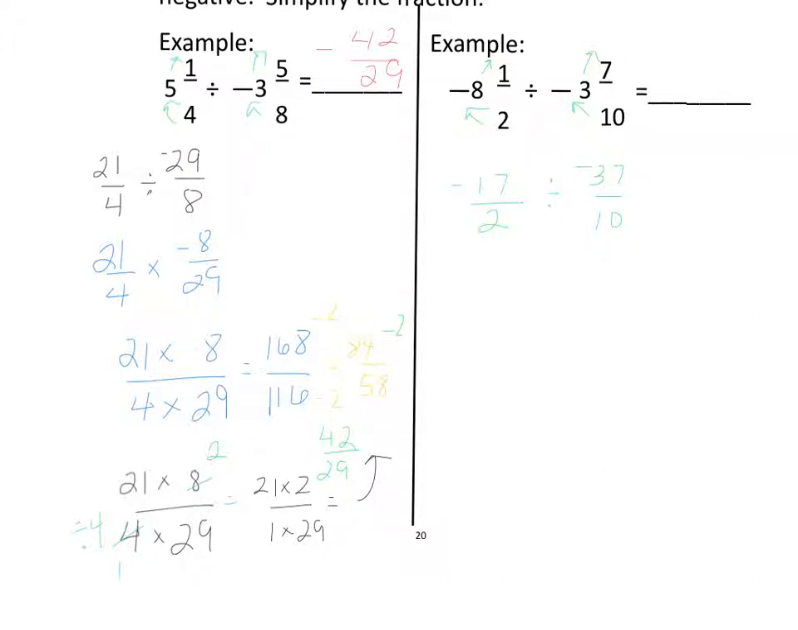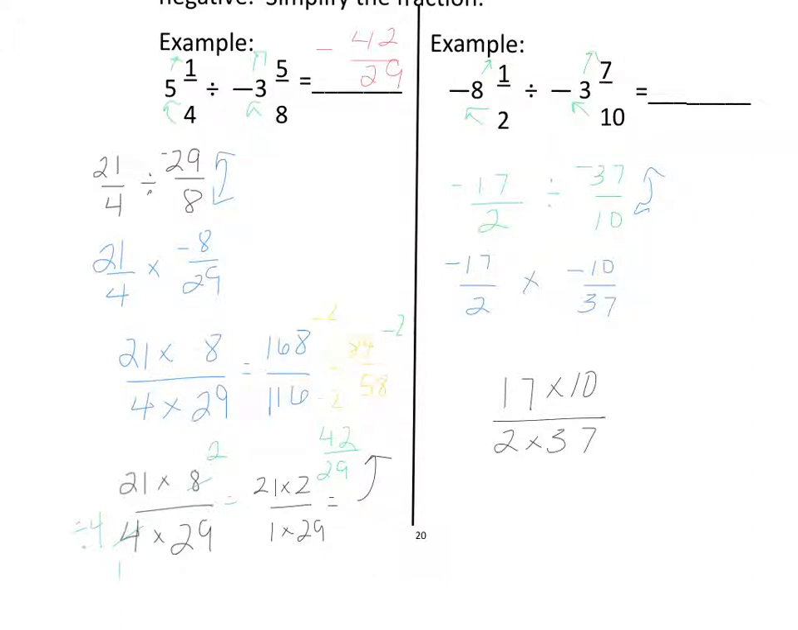Now we have to multiply by the reciprocal. That means the first number is going to stay the same. Division turns into multiplication, and that second fraction is flipping upside down. So it becomes negative 10 over 37. Remember that the negative stays in the numerator. It doesn't stay with the number. So now we have 17 times 10 over 2 times 37.